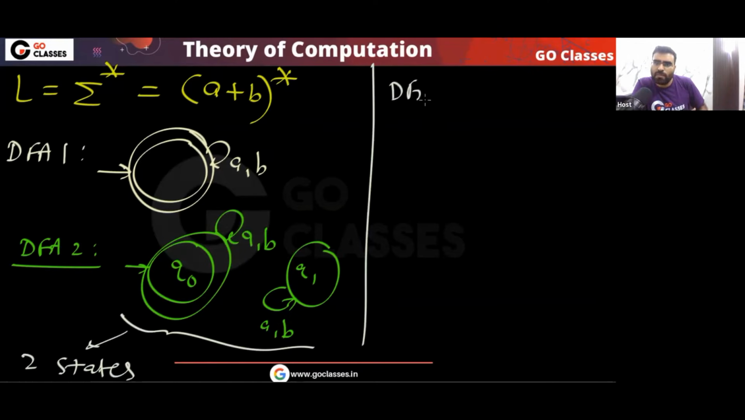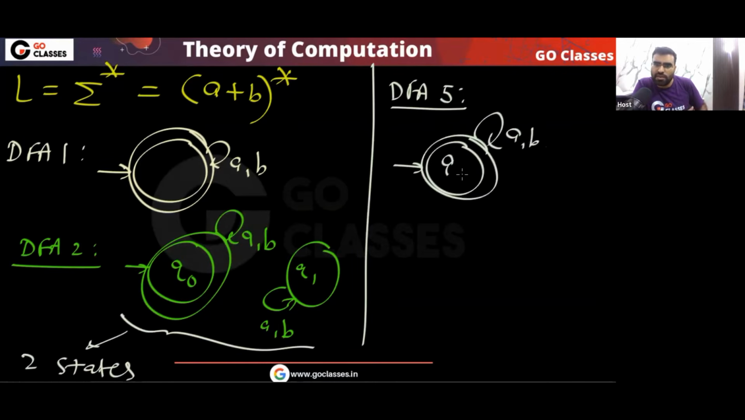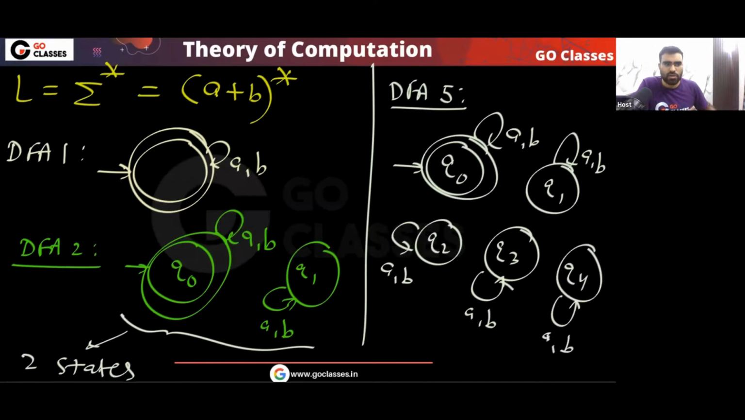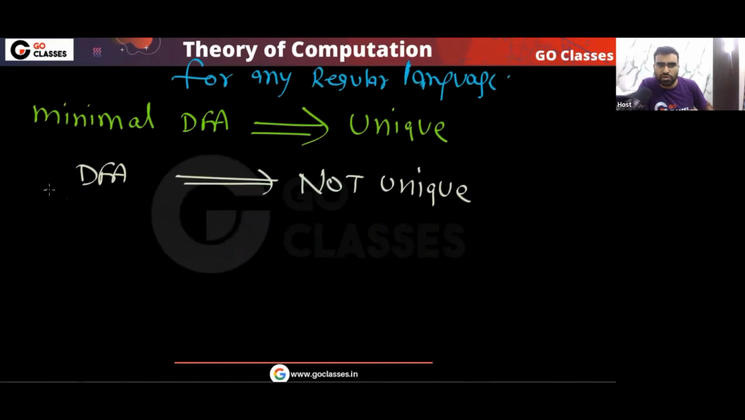I can create another DFA, for example, a DFA with 5 states. Notice, for the same language, I'm not changing the language. For the same language, I can create a DFA with 5 states. I can just keep adding unreachable states. Yes or no? Do you agree that I can keep adding unreachable states? Now I got a DFA with 5 states for the same language. So this is what I'm saying: minimal DFA is unique, DFA is not unique.